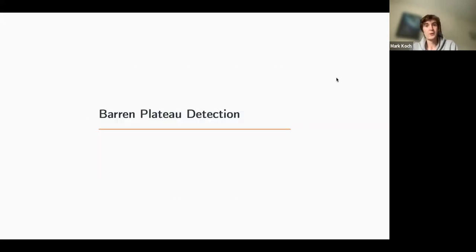Okay, this is all I wanted to say about doing classical simulation using contraction. Now I want to move on to the second application I teased at the very start, namely using contraction of diagrams with triangles to solve some problems in quantum machine learning, namely barren plateau detection.